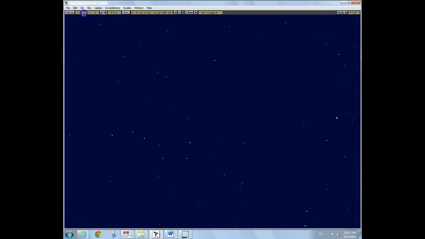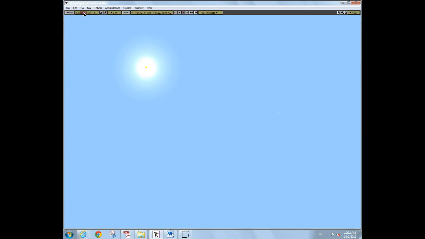So let's look at a more familiar area, and that is 40 degrees north, and longitude would be 73.5, but we want west.